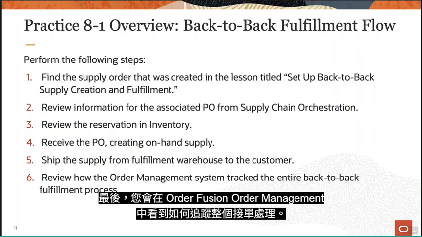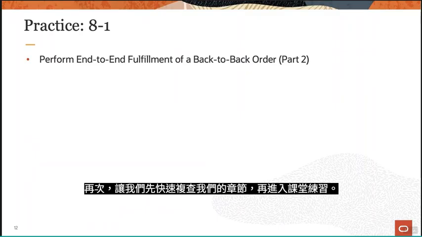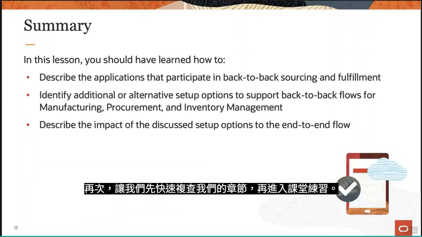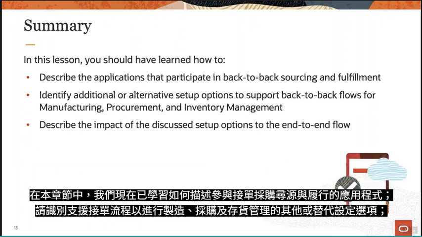Practice 8.1 will walk you through the final steps of how to perform an end-to-end fulfillment of a back-to-back order. Again, to recap our chapter before we move to the practice. In this lesson, we've now learned how to describe the applications that participate in the back-to-back sourcing and fulfillment, identify the additional or alternative setup options which support back-to-back flows for manufacturing, procurement, and inventory management, and describe setup options for the end-to-end flow.